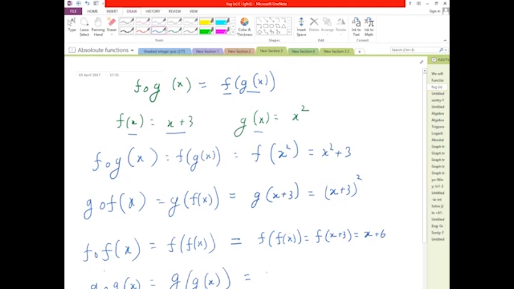g of g of x is again the same thing. The first time you apply the g function, it becomes x square. Then you apply it again and it becomes x to the power 4.